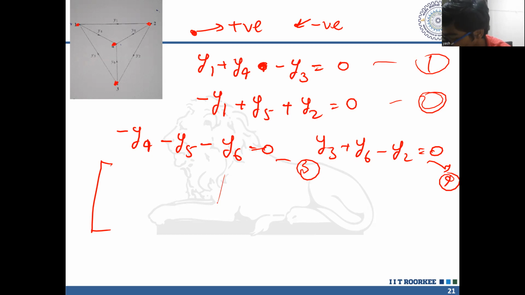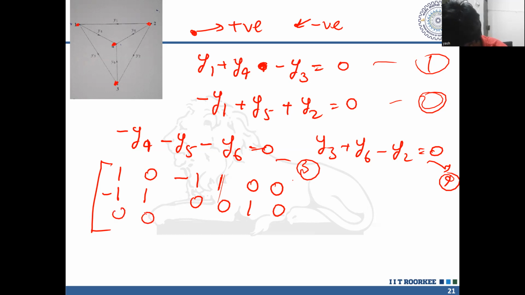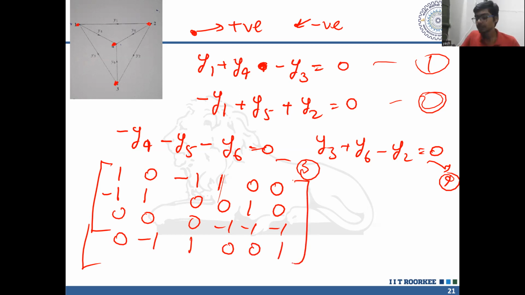the variables y1, y2, y3, y4, y5 and y6 are 0. This is for the first one. For the second one, we can write in a similar way 0 0 1 0. For the third one, 0 0 0 minus 1 and minus 1. And for the fourth equation, it is 0 minus 1 1 0 0 and 1. So this is the matrix representation of these equations.